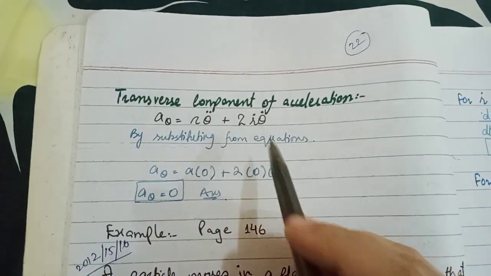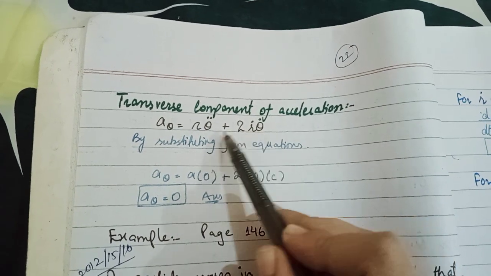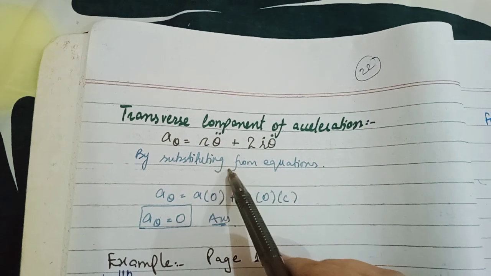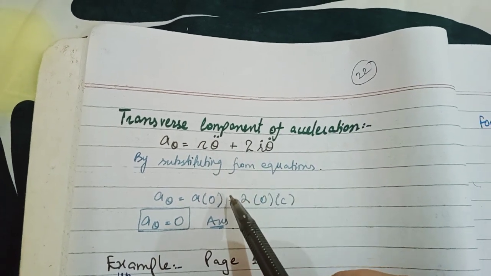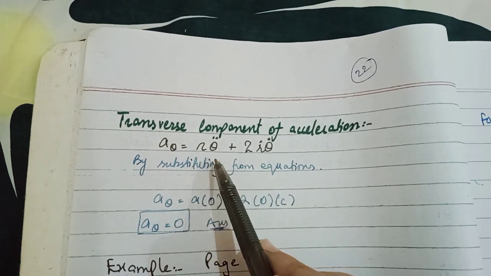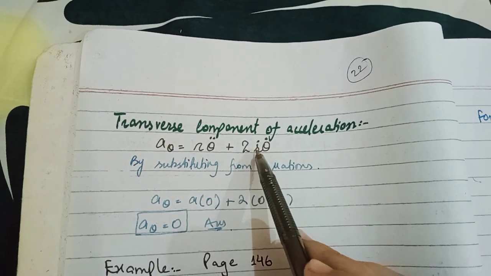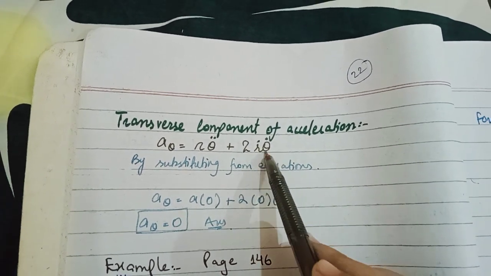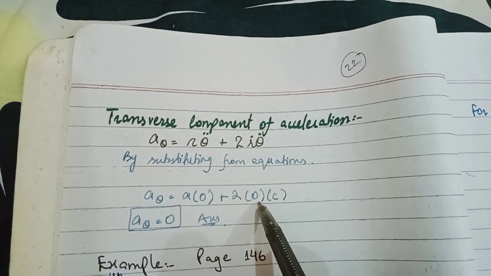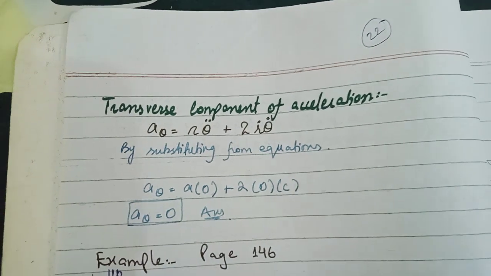To find the transverse component of acceleration, we use this formula: a_theta equals r theta double dot plus 2 r dot theta dot. By substituting all the values from the previous equations, we get a in place of r, the value of theta double dot was 0, then plus 2 as it is, and the value of r dot was 0, and the value of theta dot was c. When we multiply everything with 0, we get 0 again, and here 0, so the value of a_theta is 0.